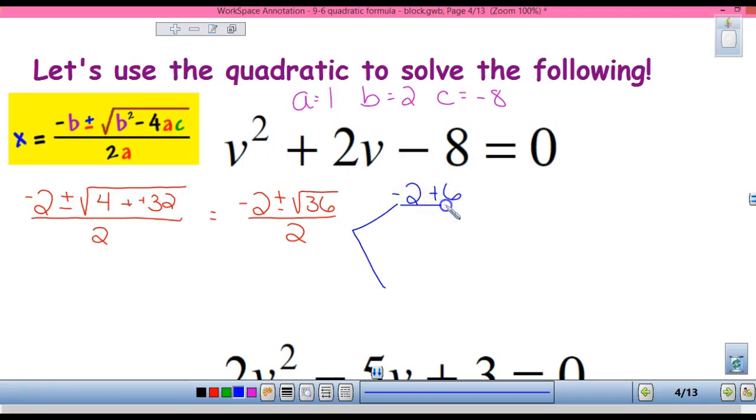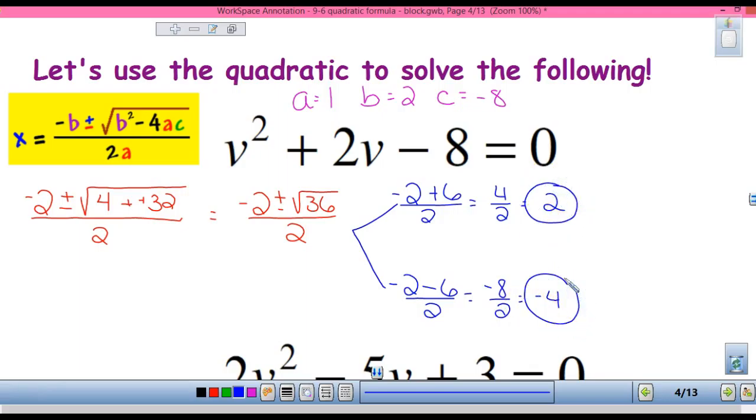6 divided by 2. And the other one, because of this plus and minus sign, is -2 minus 6 divided by 2. So -2 plus 6, 4 divided by 2 is 2. -2 minus 6, -8 divided by 2 is -4. So our answers are 2 and -4.